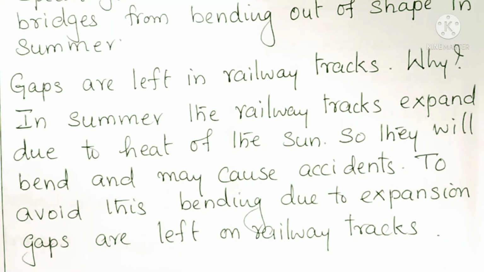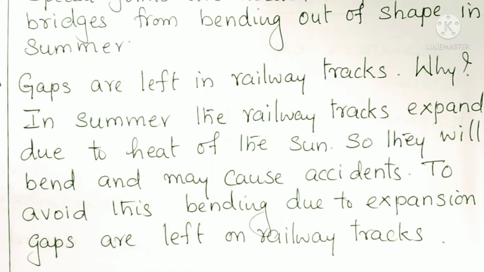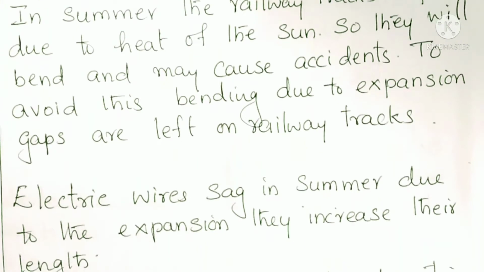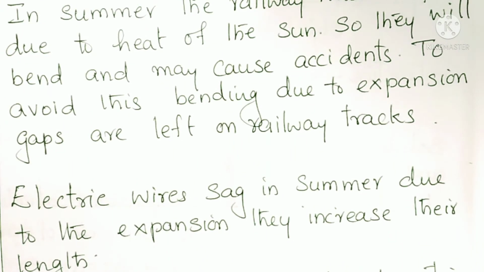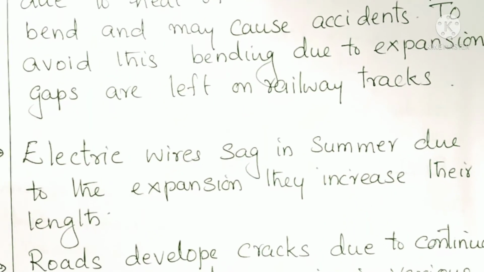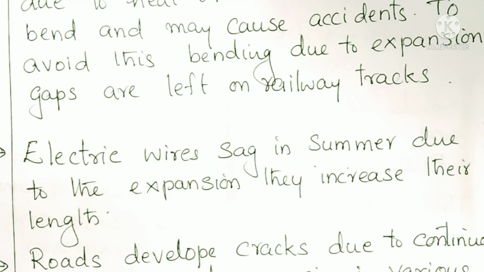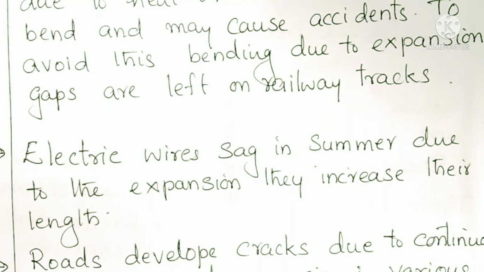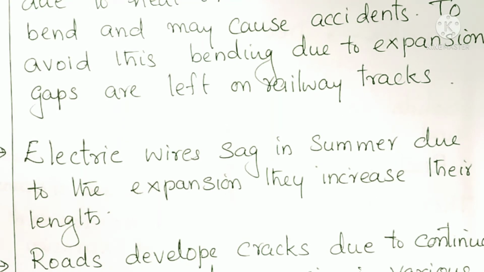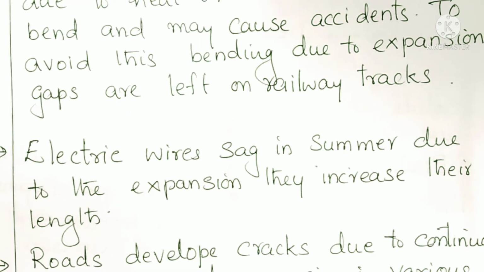Okay. Similarly, if you observe the electric wires, in winter season or rainy season, you can see them tied tightly to the poles. But when you look at them during summer season, you may feel that they are sagging, coming down. Again, it is due to summer heat. The wires, which are made up of metals, get expanded and increase their length. So, they become loose and they start sagging.